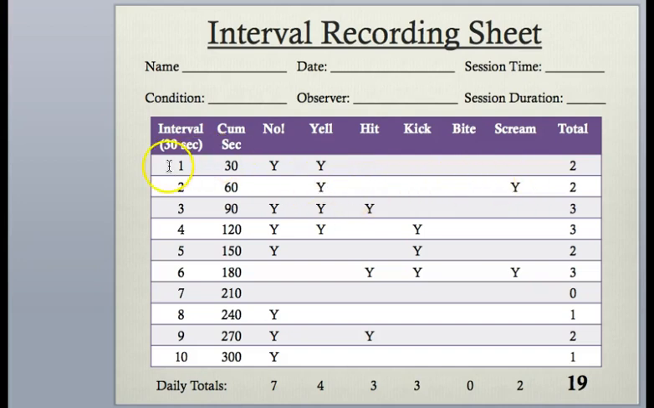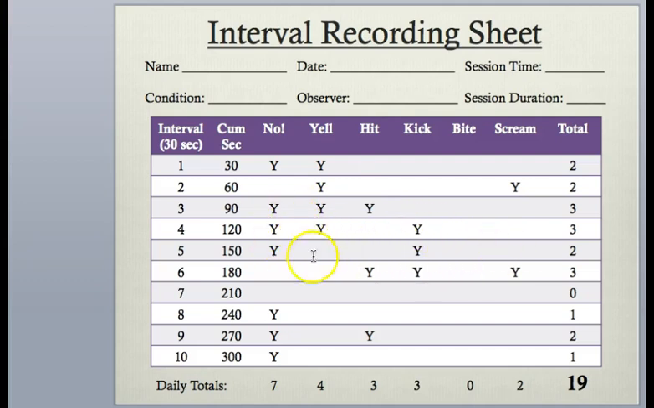And here, in the first 30-second interval, I saw him yell no and yell something else. In the second interval, he was still yelling and he screamed. And in interval 3, so this is a minute and a half into the observation, I get the word no, I get yelling, I get hitting, and the next interval I get no, yelling, and kicking. You can see it's escalating.